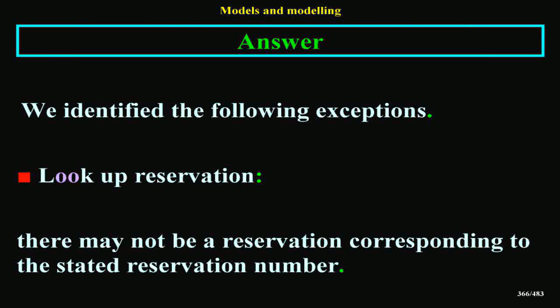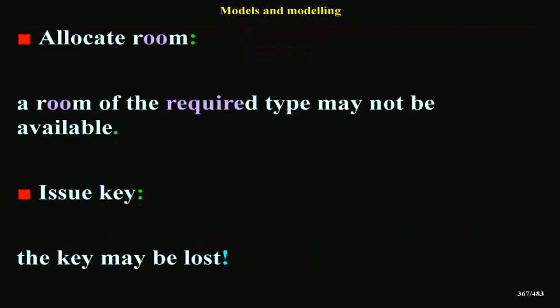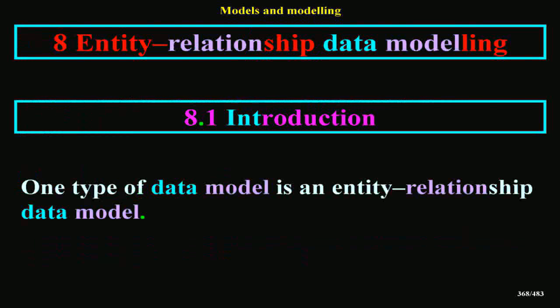Look up reservation. There may not be a reservation corresponding to the stated reservation number. Allocate room. A room of the required type may not be available. Issue key. The key may be lost.